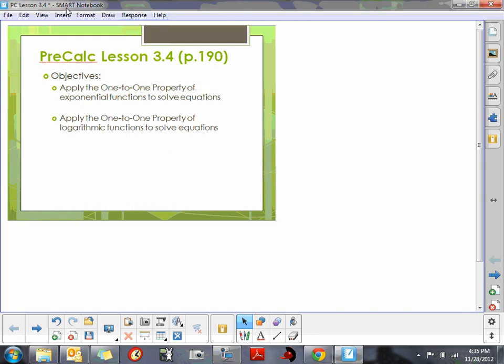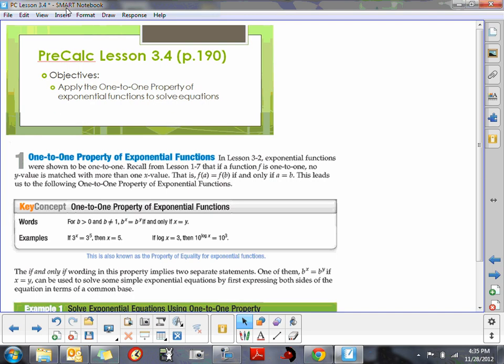In lesson 3.4, we have two primary objectives. One is to solve exponential function equations, and the second is to solve logarithmic function equations. They want us to apply the one-to-one property of logarithms and exponential functions to help us solve these equations. So we will be relying on the one-to-one property to help us solve them.